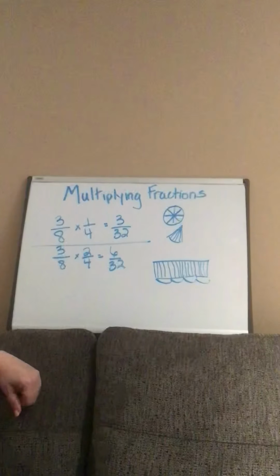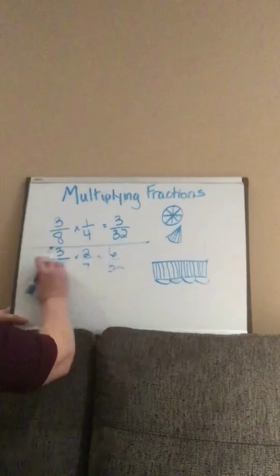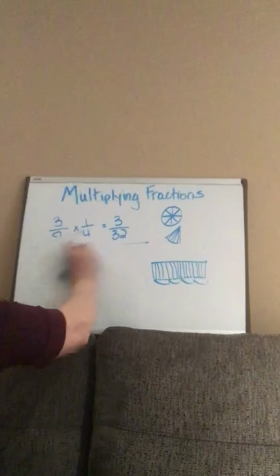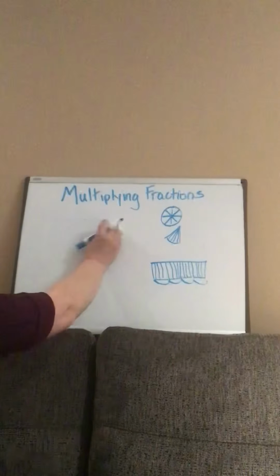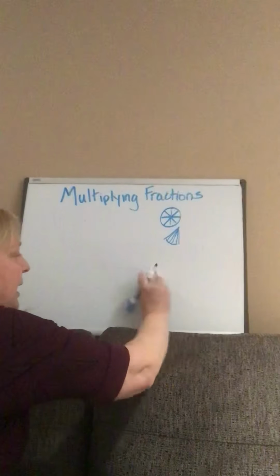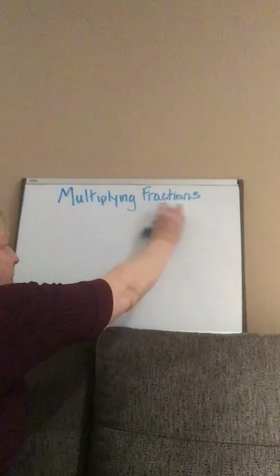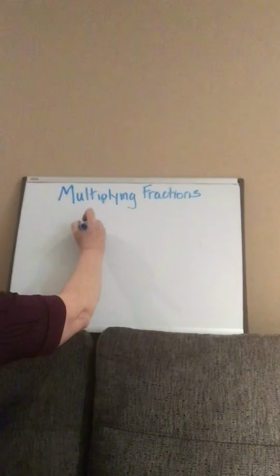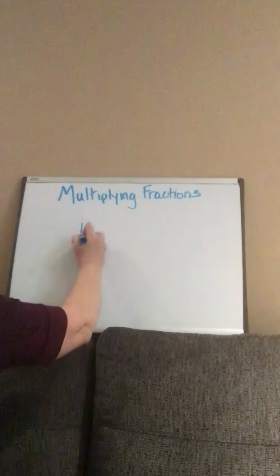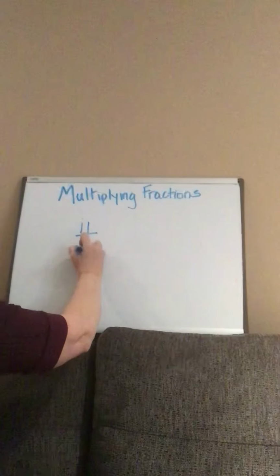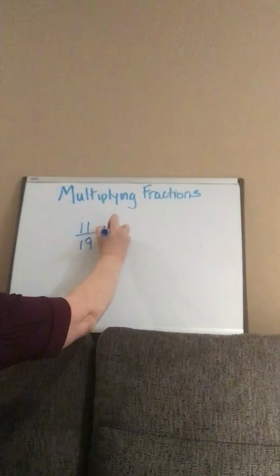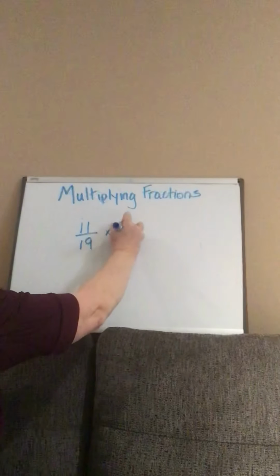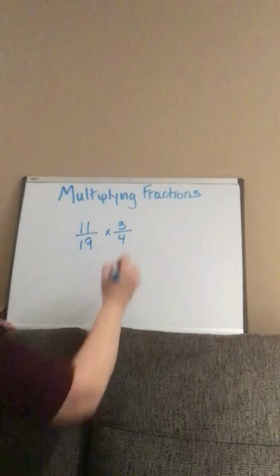What if I have a random question? And you just have some plain old multiplication of fractions questions. We're not talking about pizzas. We're not talking about chocolate bars. You just have a question that says 11 over 19 times 3 over 4.